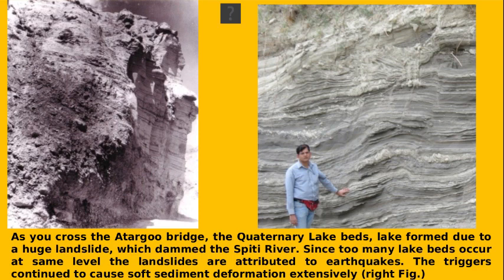So just as you enter this, move towards the Pin Parvati Pass, you see there is a huge landslide or rock avalanche. You can see on the left side, the bottom part, unsorted blocks and boulders which formed a rock slide, and which had blocked the Spiti River and led to the formation of a lake, and sedimentation of lacustrine sediment has taken place.